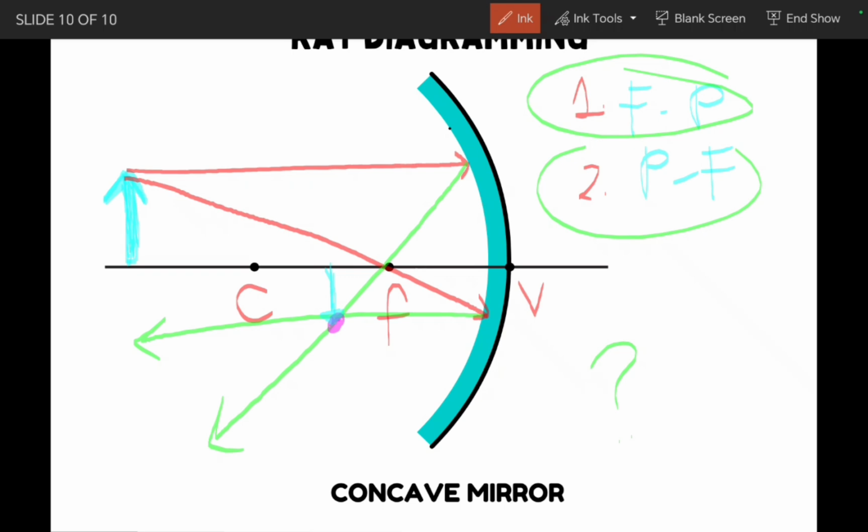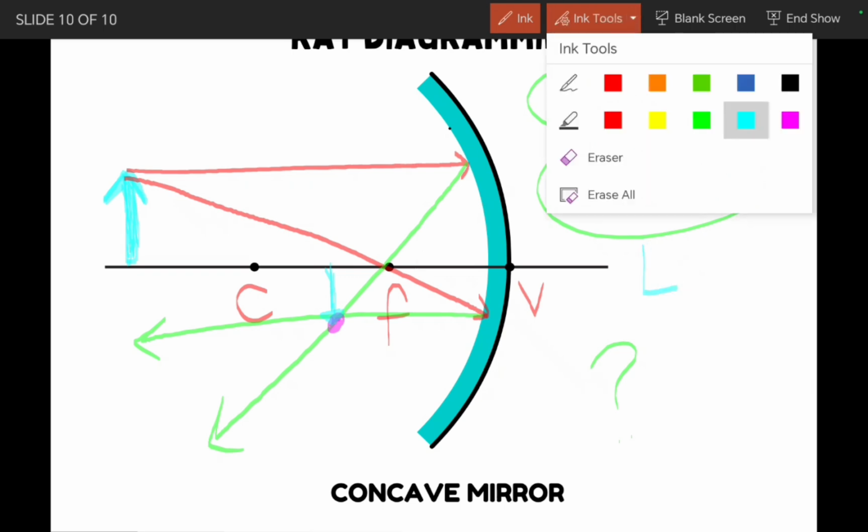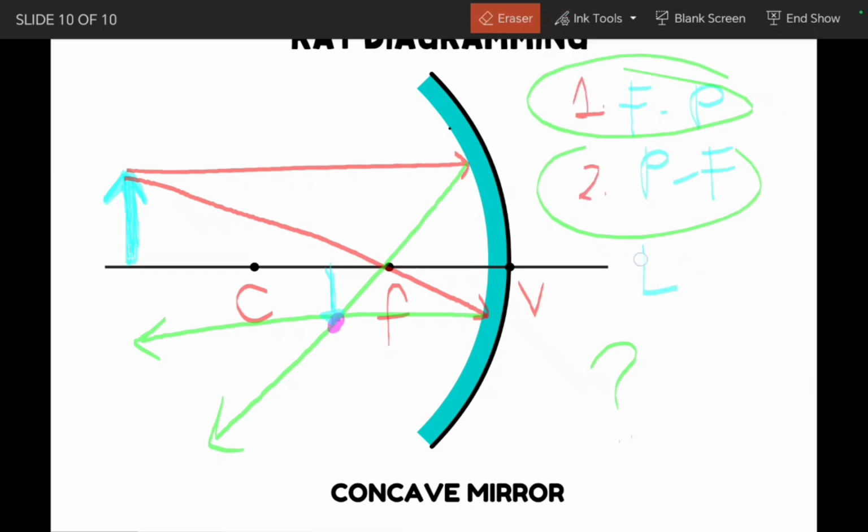So let us now determine the LOST. This was also our topic last time. Let's use this color. L stands for location, O stands for orientation, S stands for the size, and T stands for the type.